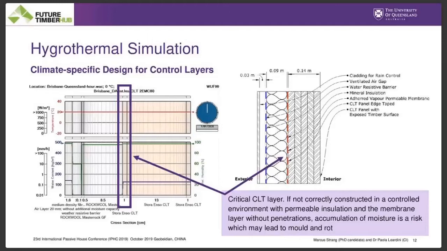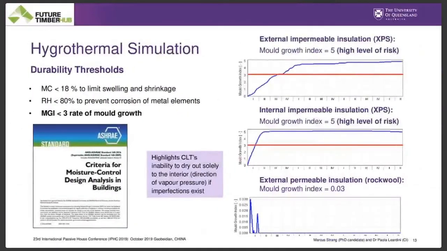And so this is just to highlight that you really want to control the environment when you're constructing CLT to create that durability. And on the exterior surface layer, that's a critical surface layer, so really be managing that. So I've used ASHRAE 160 as a framework to look at the durability, specifically the mold growth index, to try and keep that below 3, which represents the mold growth visible under a microscope.